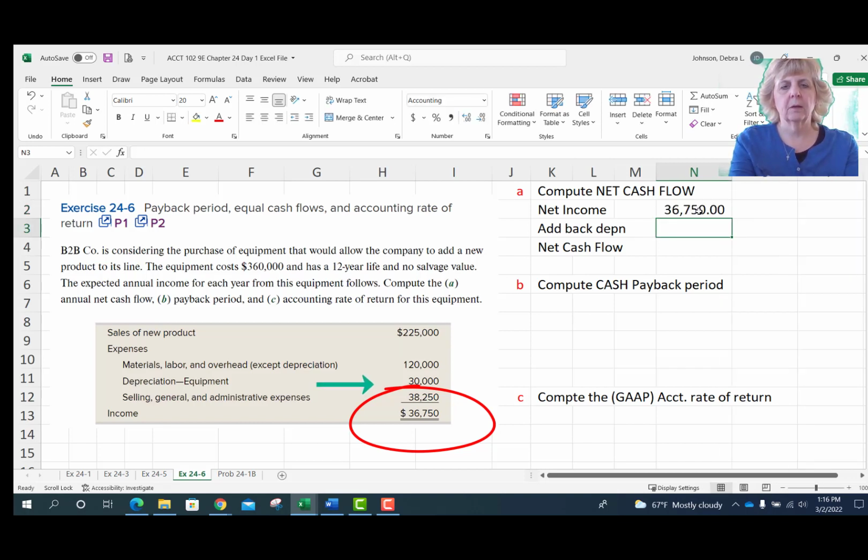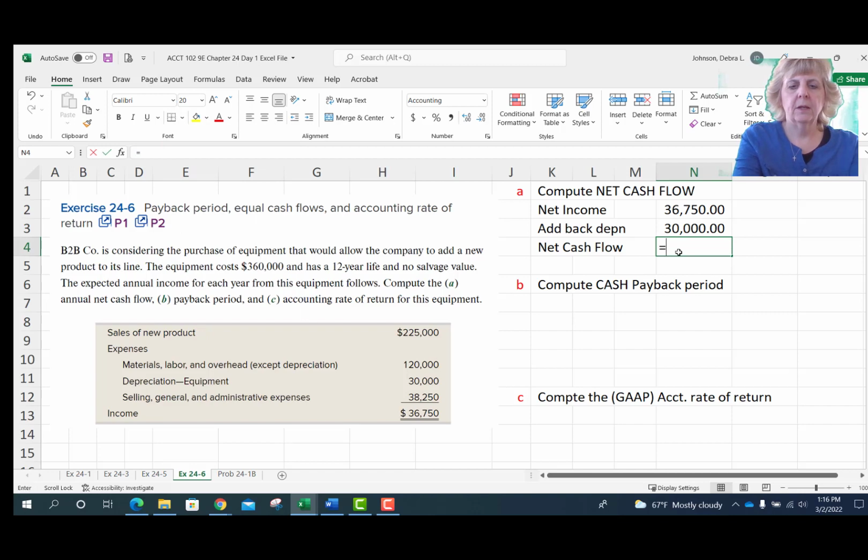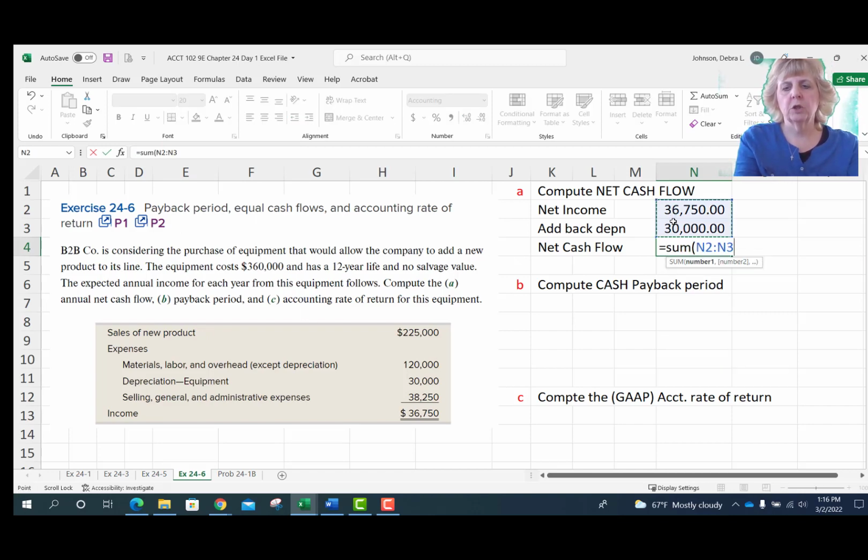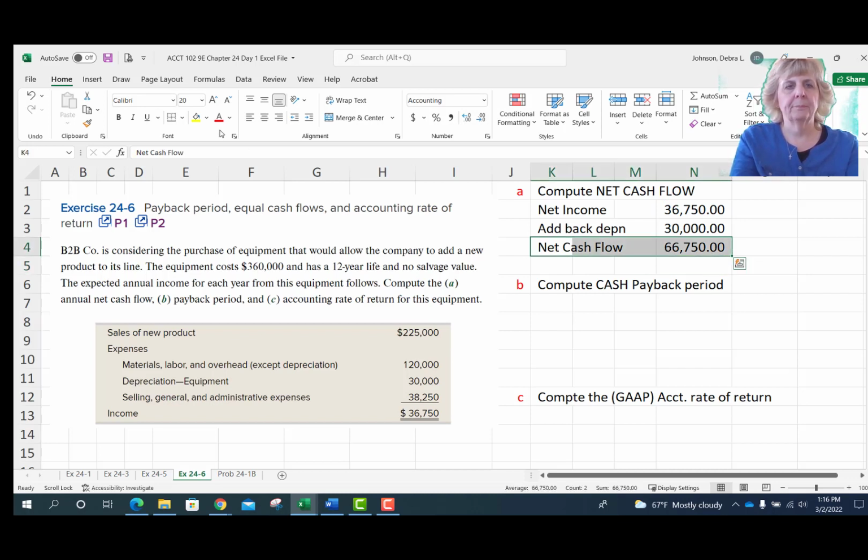So my starting point is the $36,750 that the author gives me. The depreciation is $30,000. And by the way, if you're wondering how they came up with that $30,000, that's the cost divided by the salvage value. And when we add those two up, once I put an equal sign in here, we will have the net cash flow. Once again, that net cash flow is used for 3 out of the 4 methods. Let me highlight that. Okay, letter A done.